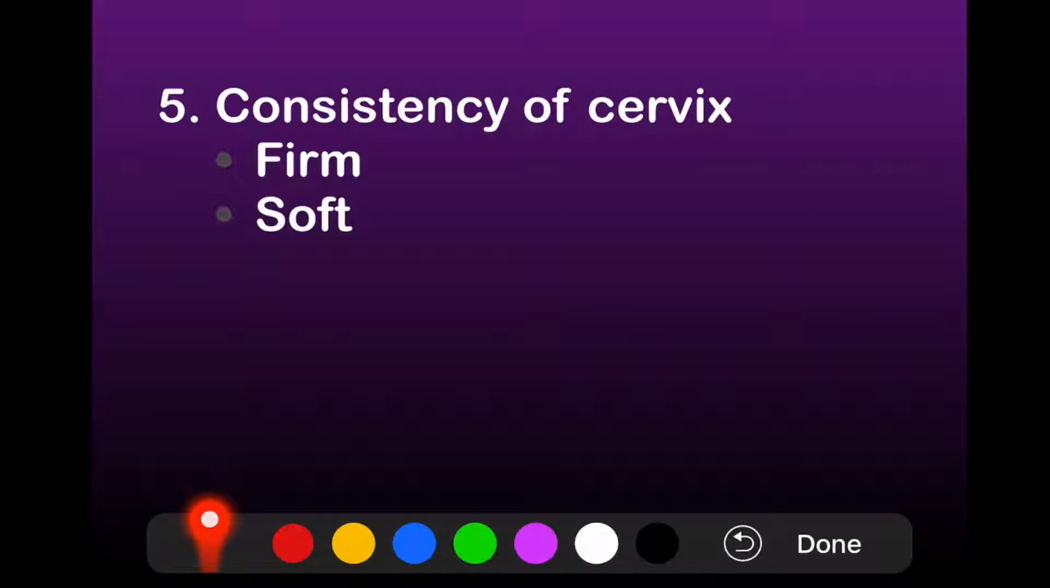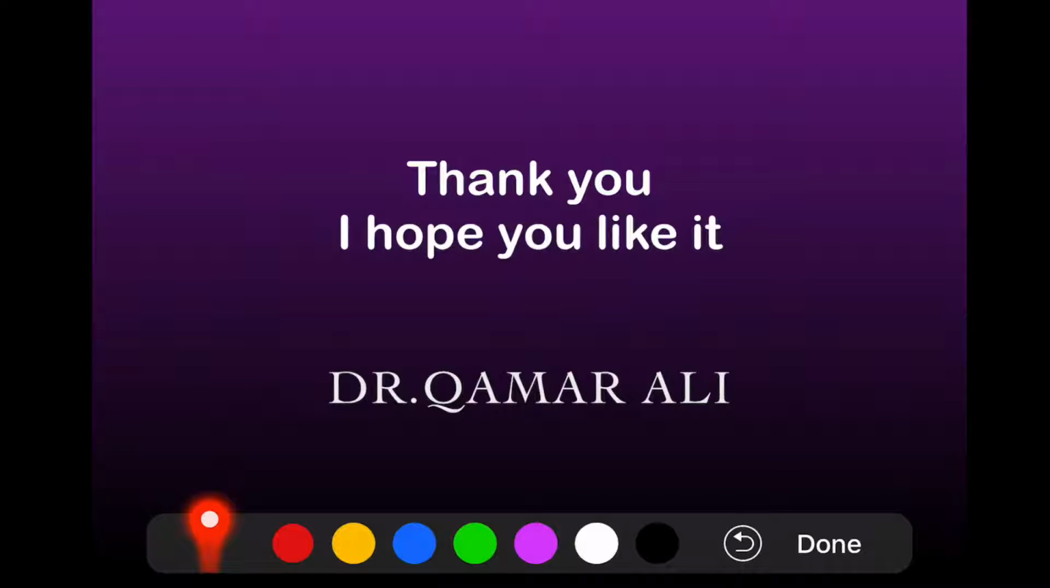Here is the Bishop score, and I hope you like it and understand what I explained. I tried to make it as simple as I could.